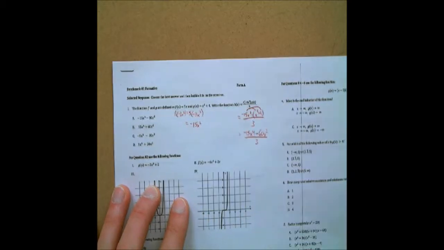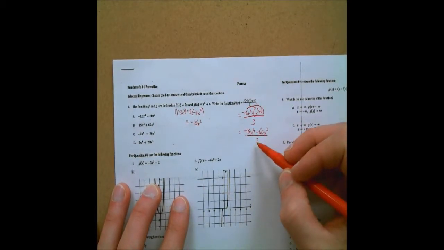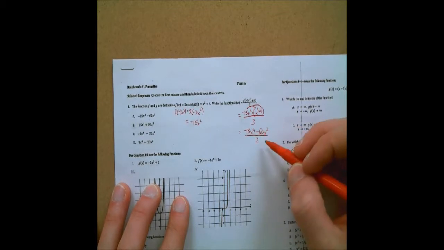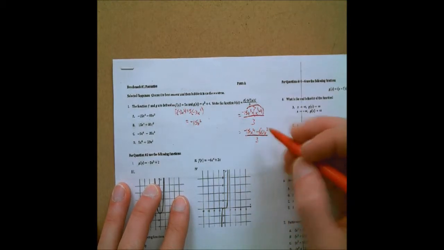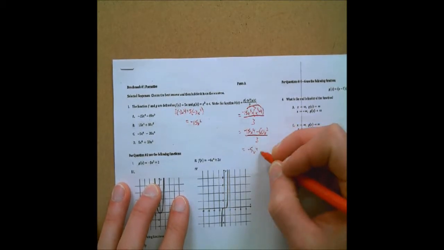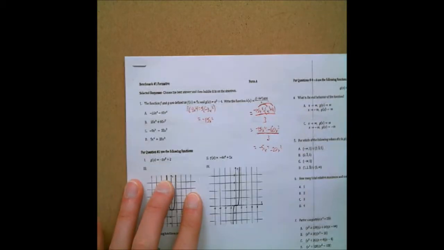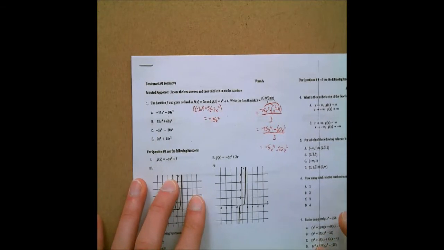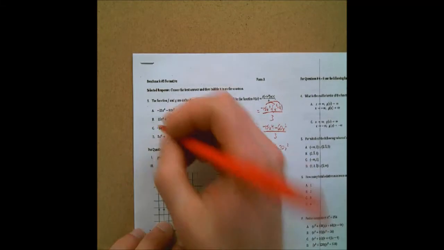Now, to divide by 3 here, what's going to be divided by 3 in this problem? What gets divided by 3 to simplify this? The negative 15 and the negative 60. Both of these terms get divided by 3. So negative 15 divided by 3 is negative 5. Negative 60 divided by 3 is negative 20. And so the answer is letter C.